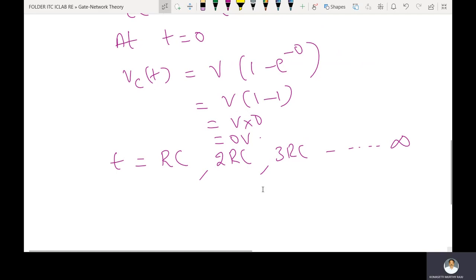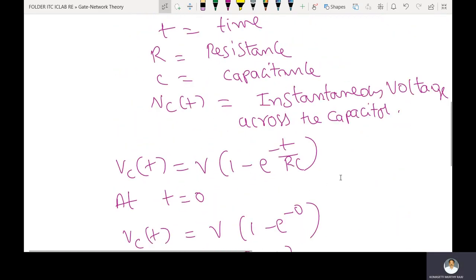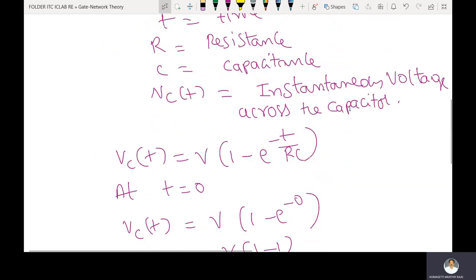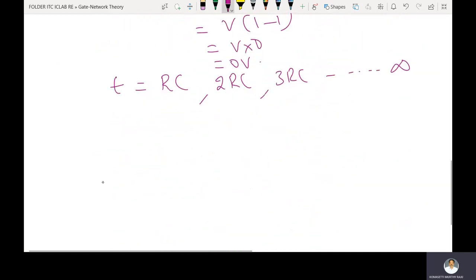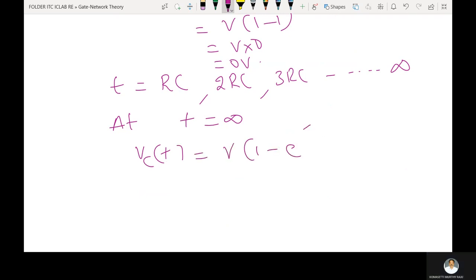the time constant value increases, and the instantaneous voltage across the capacitor also increases, as shown in the figure. At t equal to infinity, the instantaneous voltage across the capacitor Vc of t is equal to V into 1 minus e power minus infinity by RC. Infinity by RC means infinity. e power minus infinity means 0.